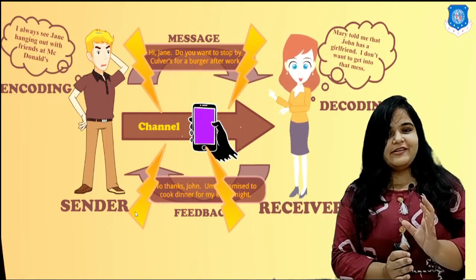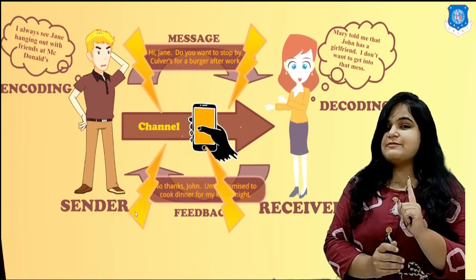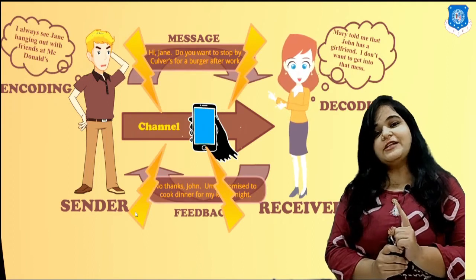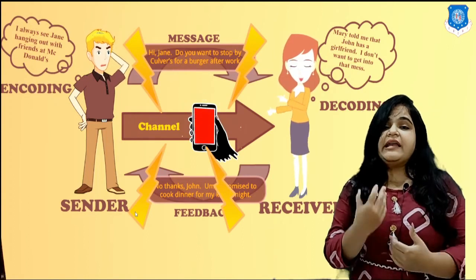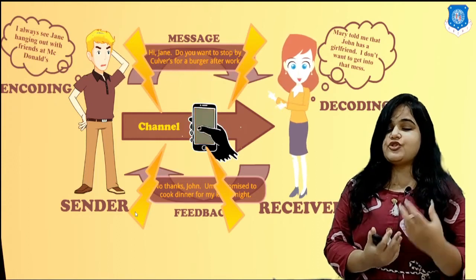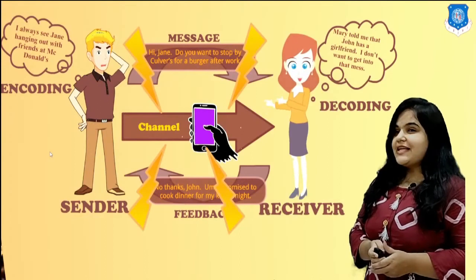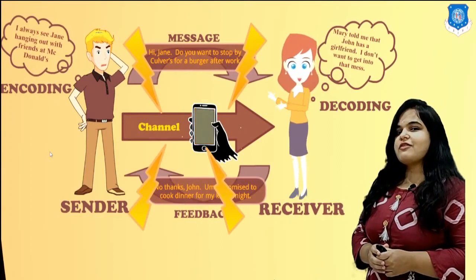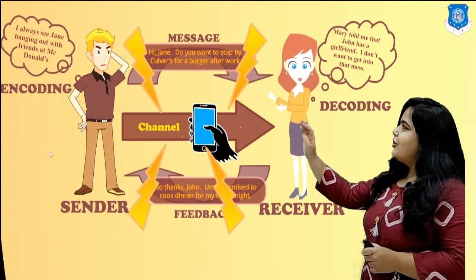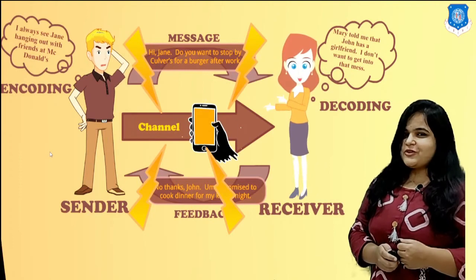We learned here that in a channel there can be two types of noises. One is mechanical noise due to a faulty channel. Second is semantic noise due to the incorrect formation of the message. Okay. That's it about the process of communication, students. I hope you understood the process of communication nicely and you got to know all the elements very properly. That's all about the process of communication.